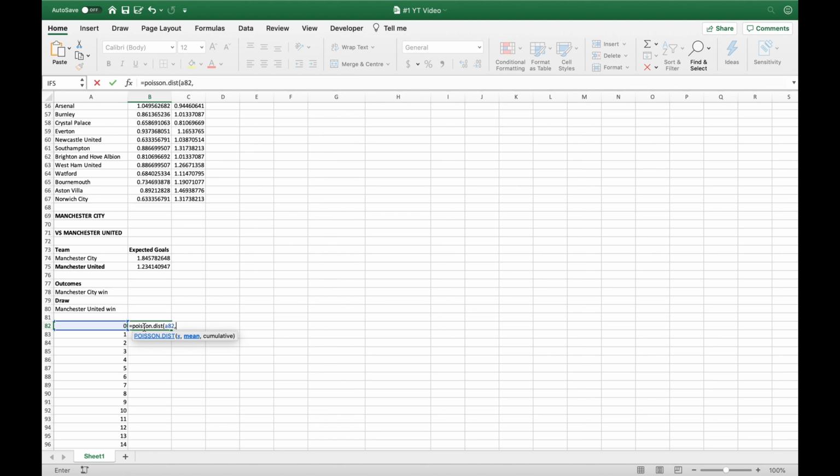The next required argument is the mean. This is the expected number of events. For this formula, it is the team's expected goals. So for Manchester City, it will be cell B74 in the formula. The last required argument is the cumulative. This specifies the type of distribution to be calculated. Today, we will use false as it returns the probability that the events occurring will be exactly X. So type in the word false for the distribution in the formula.